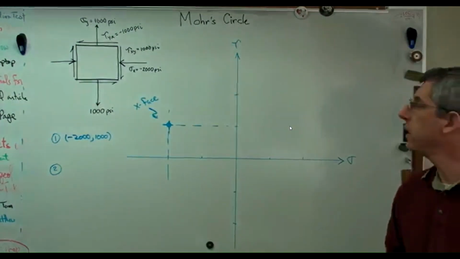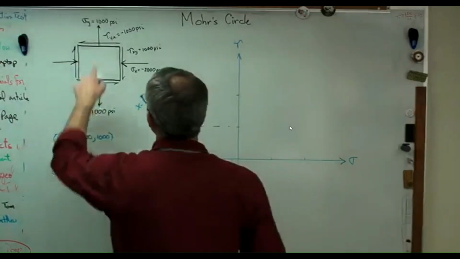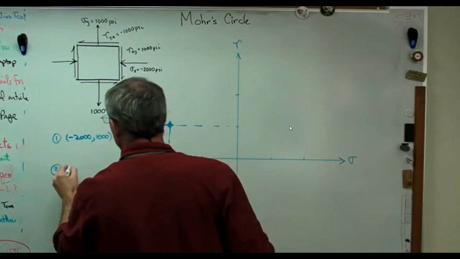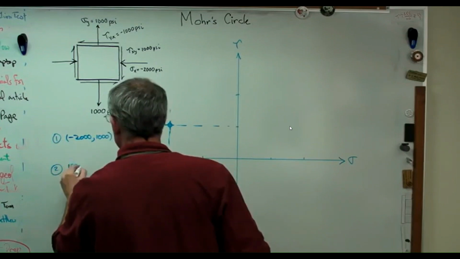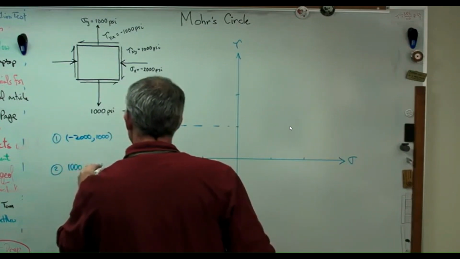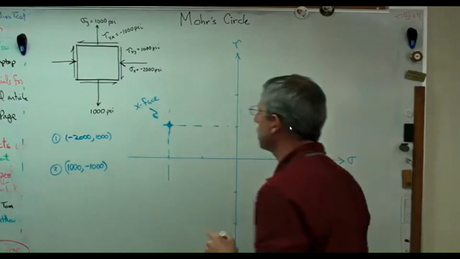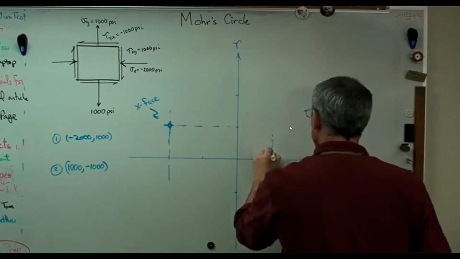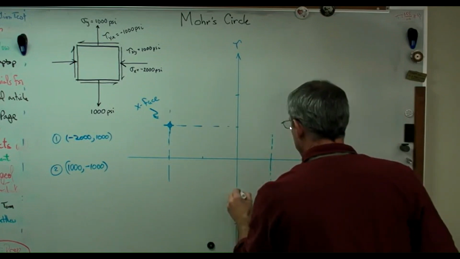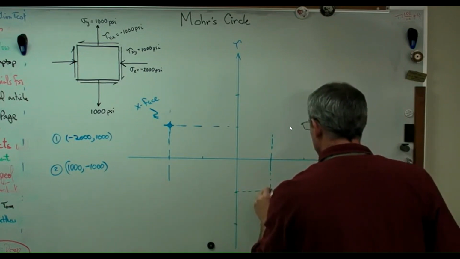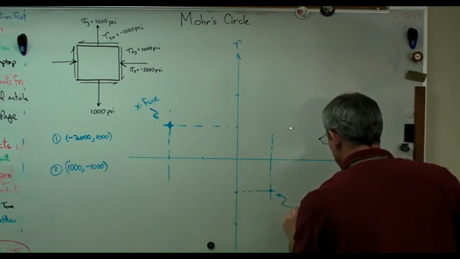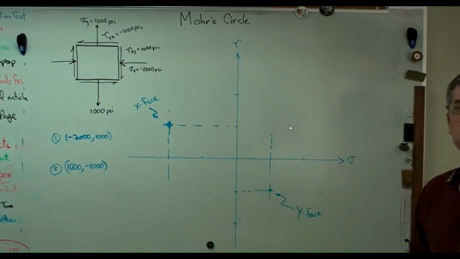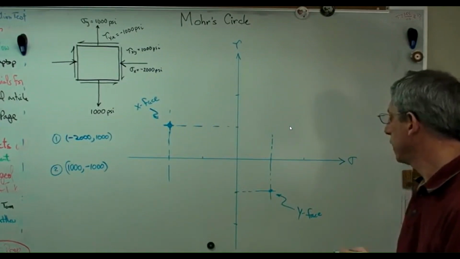of the stress element. Now, next point we're going to plot is sigma y is positive 1,000 and tau xy is minus 1,000. So this is going to look like this. That's point number 2. That's going to be from the y face. So I go over 1,000 here in the positive direction and down 1,000. And that's data from the y face of the stress element, right?